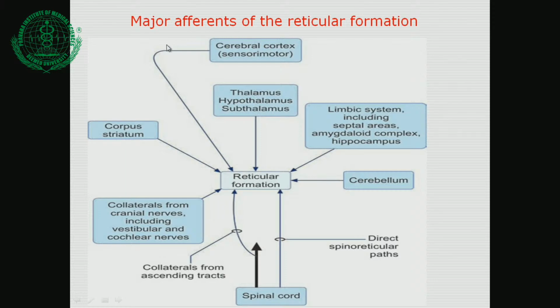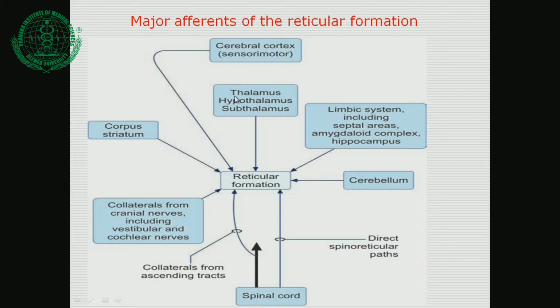These are the cerebral cortex, number 1. Number 2, thalamus, hypothalamus and subthalamus. These are the important major efferents. Major efferents are from the limbic system, including septal areas, amygdaloid complex and hippocampus. Cerebellum from the spino-reticular path, collateral from ascending tracts, collateral from cranial nerves, including vestibular and cochlear nerves, and the corpus striatum.